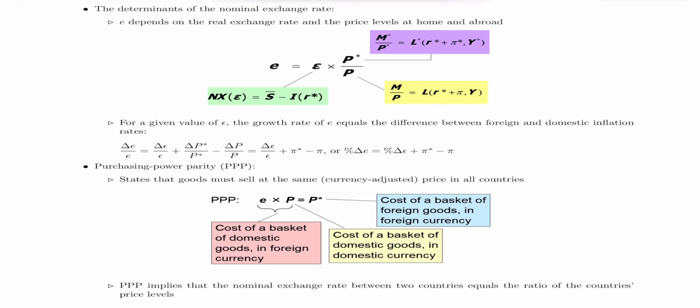Growth in the nominal exchange rate, percentage change in E equals percentage change in epsilon plus pi star minus pi. Purchasing power parity, PPP, that is E times P equals P star. This means the nominal exchange rate reflects the relative price levels of the home country and the foreign country.